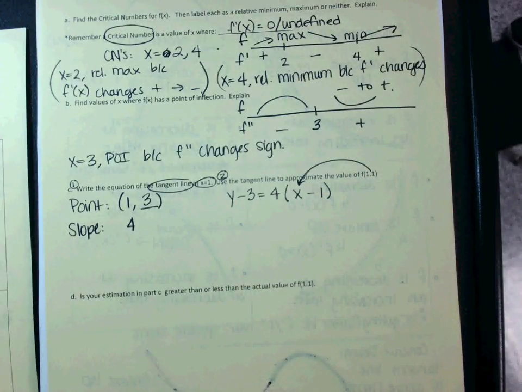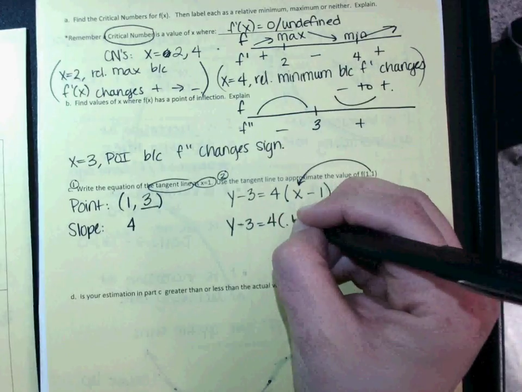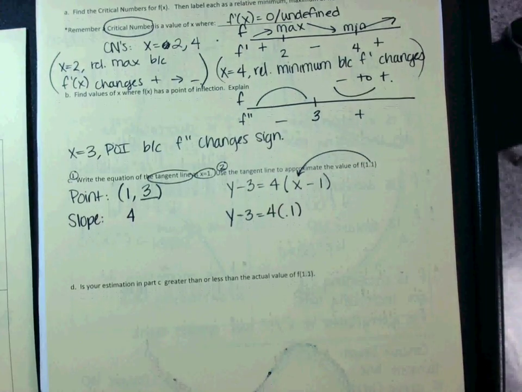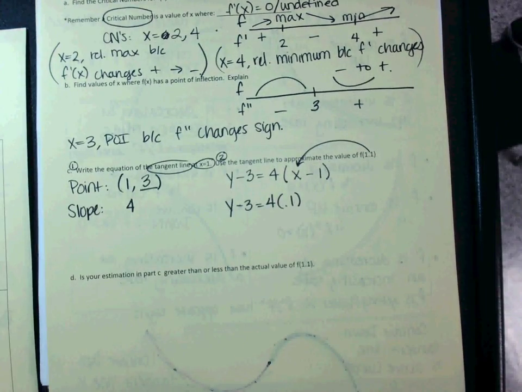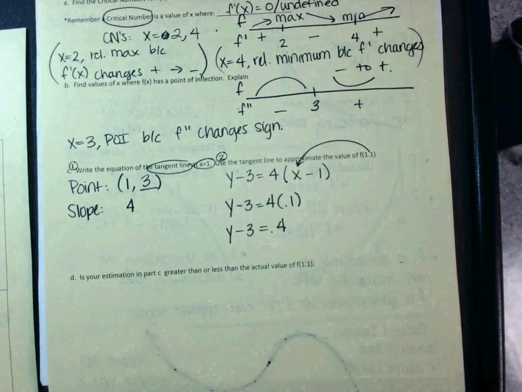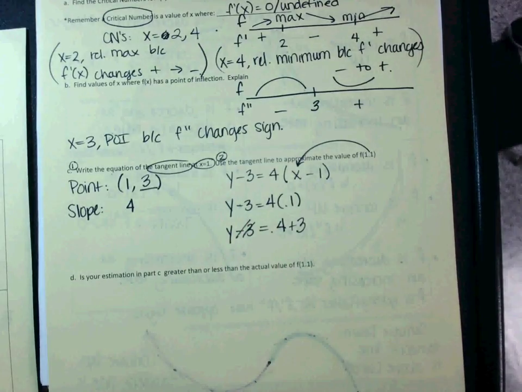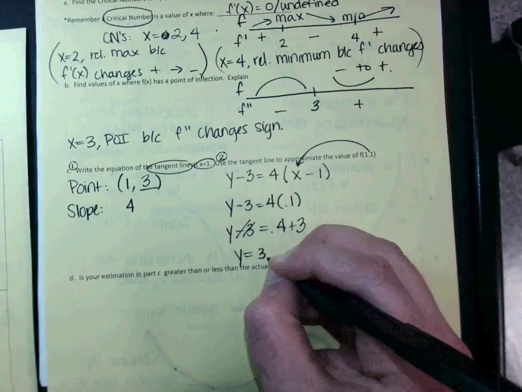What is 1.1 take away 1? Good, this should be familiar. That's a 0.1. Remember that 0.1 bumps your decimal over one place, so instead of a 4, now it's a 0.4. And then what do I do with the minus 3? Okay, plus 3 over to this side. 0.4 plus 3 is 3.4.